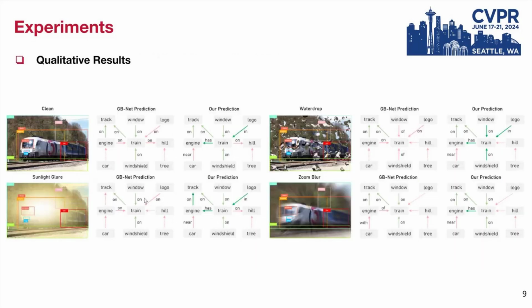To provide further insights into the effectiveness of our method, we visualize some scene graphs generated by our method and the baseline GBNet method, under both clean and corrupted scenarios. As we can see from the figure, our proposed HiKER-SGG consistently generates more precise scene graphs in both scenarios.